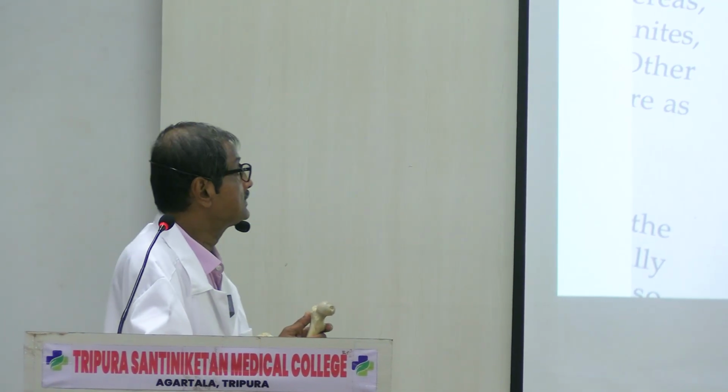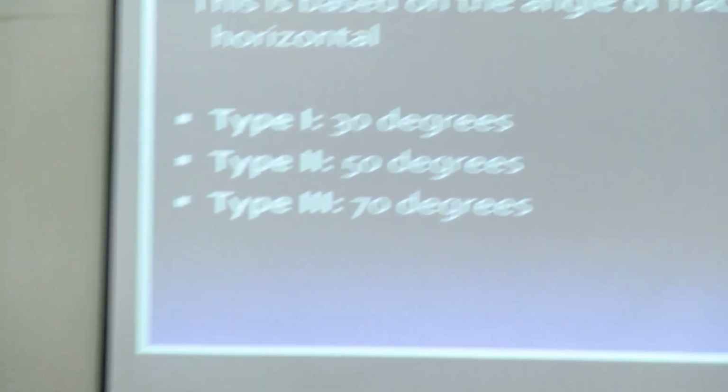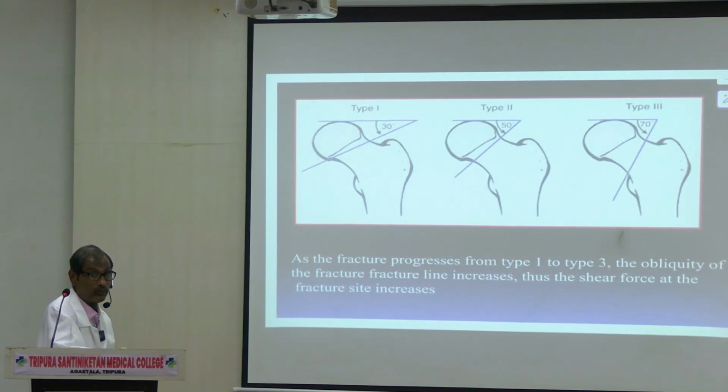So the anatomical classification. The next classification is the Pauwels classification. So this is the diagram, this is called the Pauwels classification.